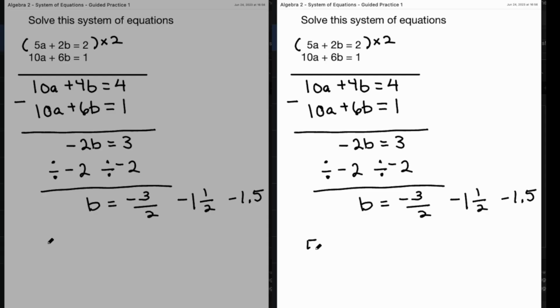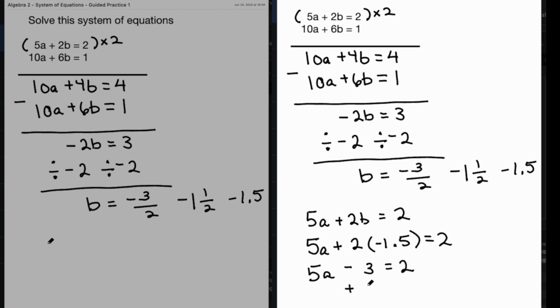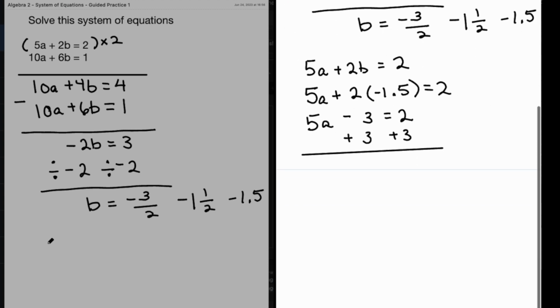Now, I back substitute that value of b into one of the equations. Let's just pick the first equation, although you could certainly do it for the second equation. I get 5a plus 2 times negative 1.5 equals 2, which gives me 5a minus 3 equals 2. I add 3 to both sides to get rid of the minus 3. I'm left with 5a equals 5. I divide both sides by 5 to get a equals 1, and there's my answer.